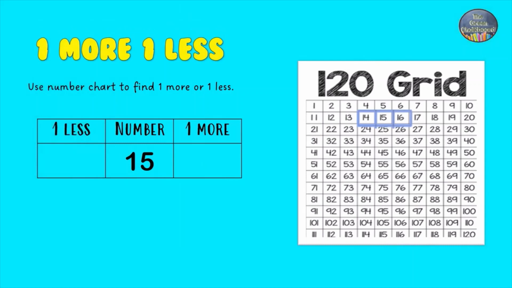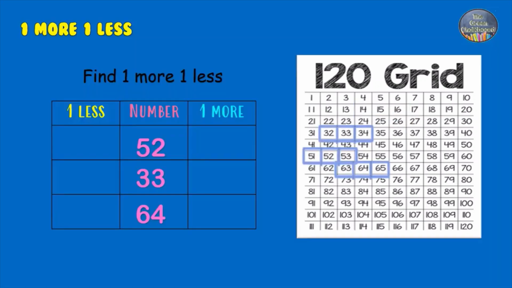One less of 15 is 14. One more of 15 is 16. Try these. One less of 52 is 51. One more of 52 is 53.